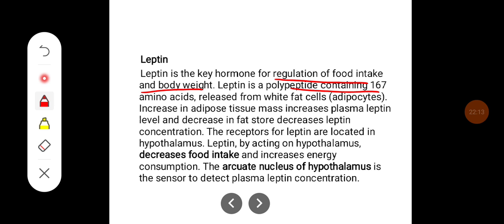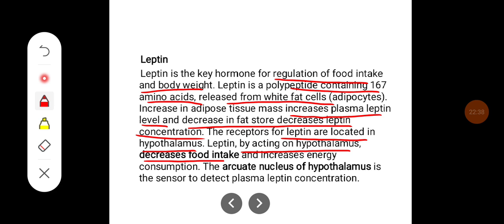Leptin is a polypeptide containing 167 amino acids released from the white fat cells, that is adipocytes. Increase in adipose tissue mass increases plasma leptin level, and decrease in the fat store decreases the leptin concentration. The receptors for leptin are located in the hypothalamus. The leptin, by acting on hypothalamus, decreases the food intake and increases the energy consumption. The arcuate nucleus of hypothalamus is the sensor to detect plasma leptin concentration.